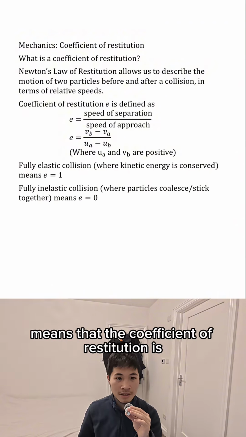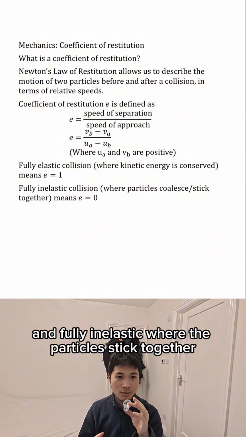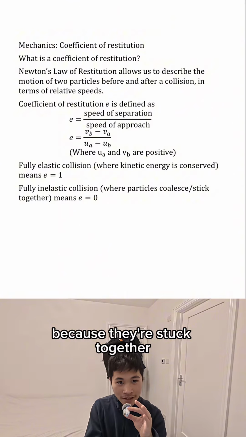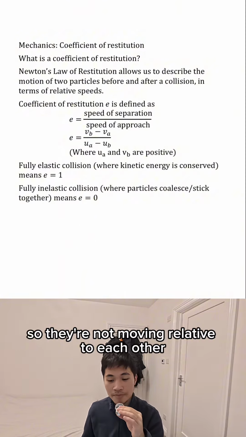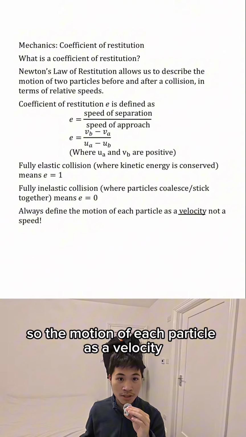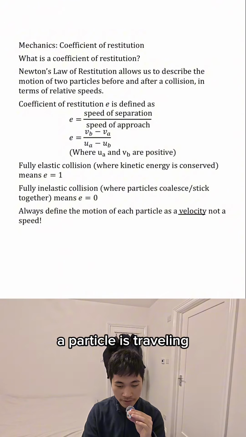Fully elastic collision means that the coefficient of restitution is equal to 1, and fully inelastic, where the particles stick together, so coalesce, that means that E equals 0 because they're stuck together, so they're not moving relative to each other. And you want to always define each variable, so the motion of each particle, as a velocity, not a speed, so make sure all your signs account for which direction a particle is travelling.